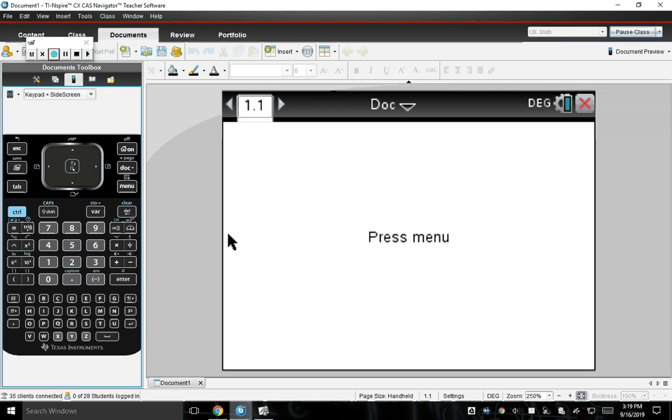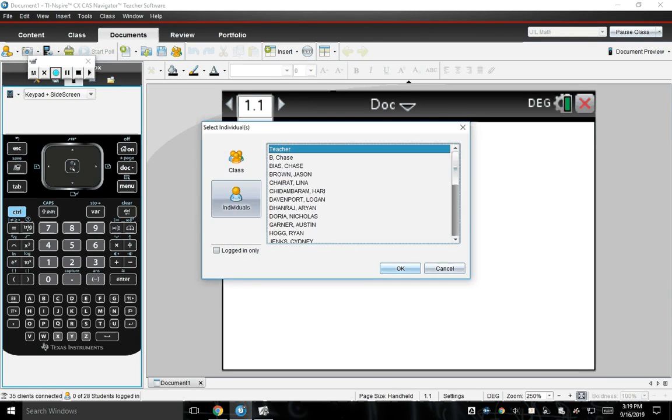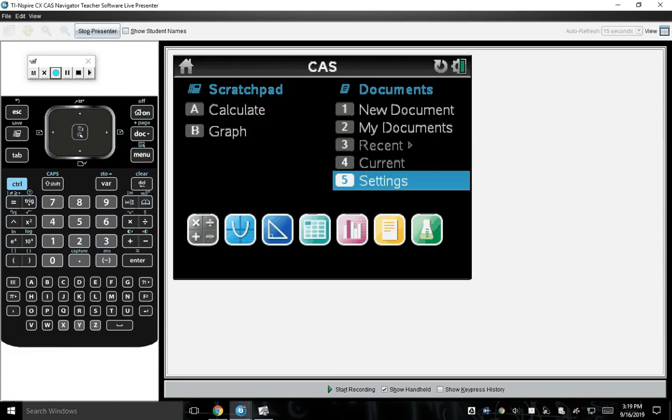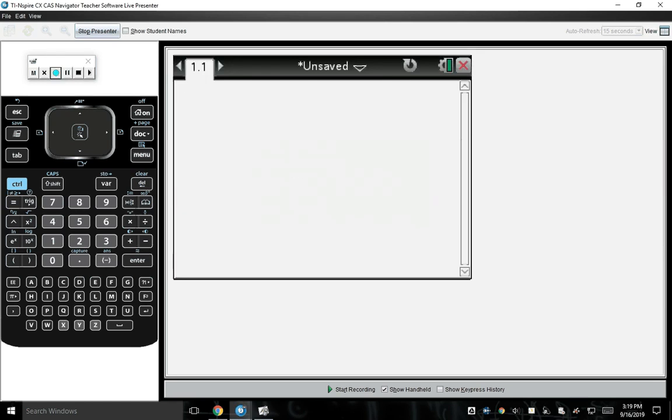So I'm signed in. Let me show you real quick on mine. And follow me closely, please. One for a new document, and one to add a calculator page. And we're going to set that solve feature that I just took a picture of by the following.